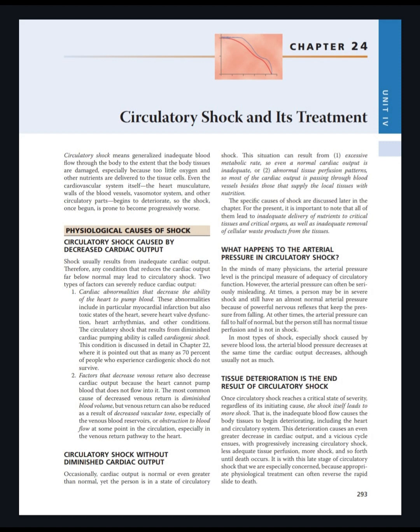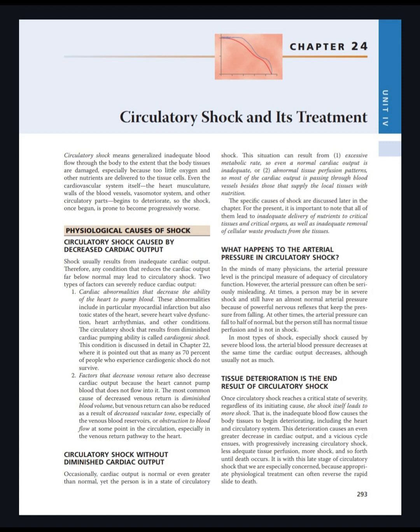Next are the factors that decrease venous return, which also decrease cardiac output because the heart cannot pump the blood that does not flow into it. The most common cause of decreased venous return is diminished blood volume, but venous return can also be reduced as a result of decreased vascular tone, especially of the venous blood reservoirs, or obstruction to blood flow at some point in the circulation, especially the venous return pathway of the heart.